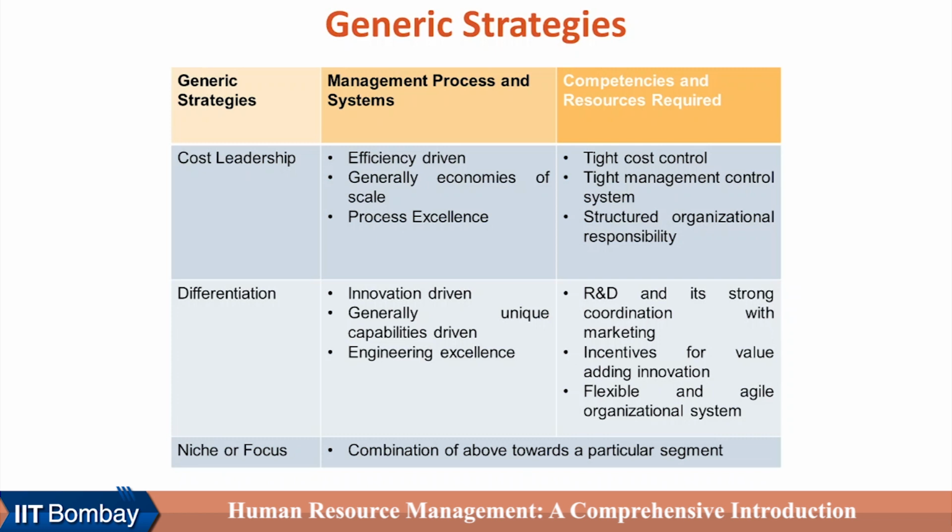According to the generic strategy, management processes and systems are differently designed and implemented in any business organization. According to generic strategies, organizations and people working in those organizations require different sets of competencies and resources. So, now we will look at the different management processes, systems, competencies and resources required to implement three different generic strategies.